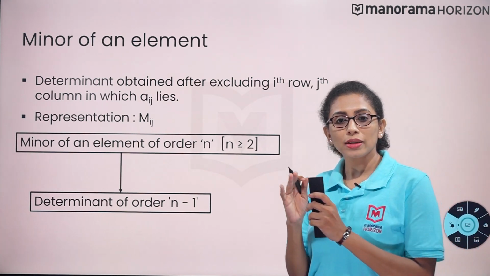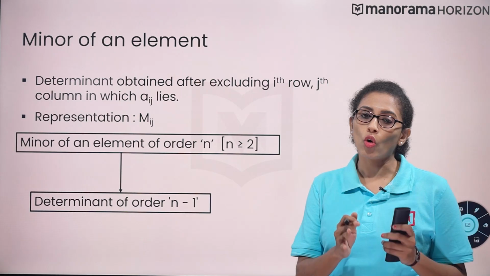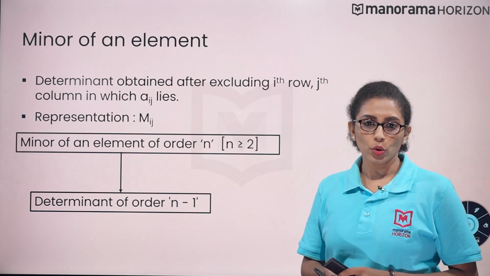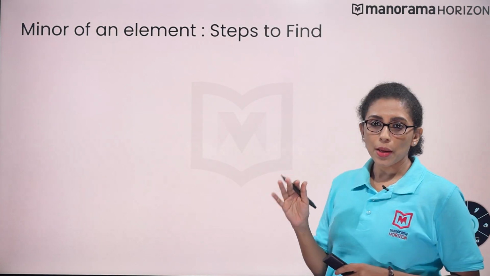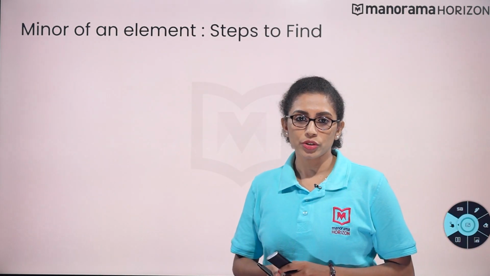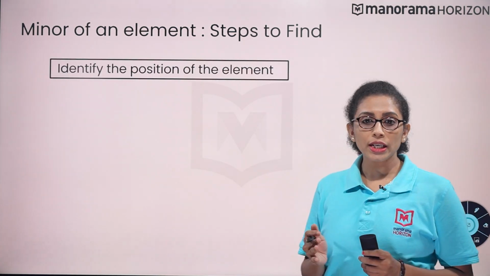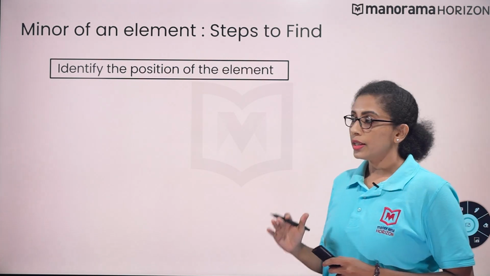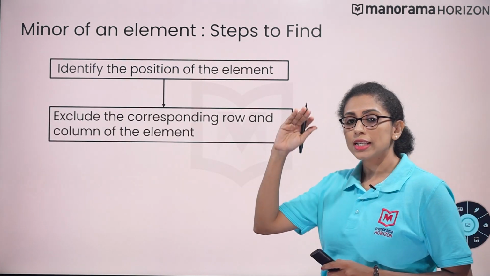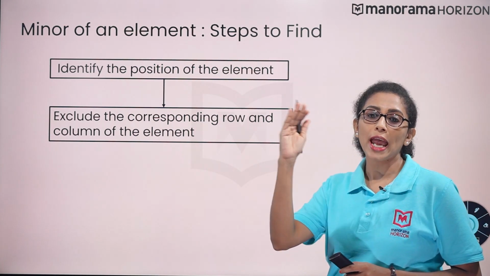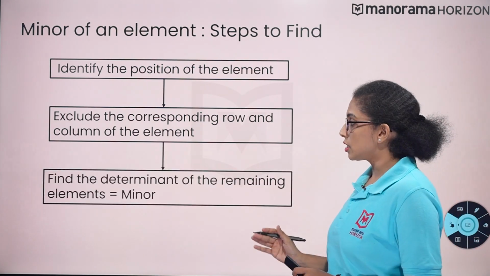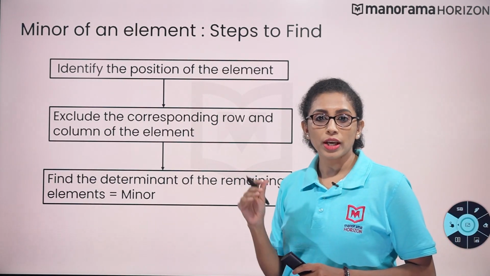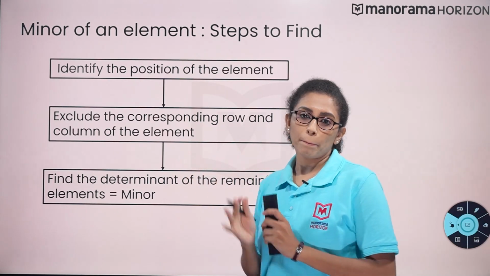That means for a 3 by 3 determinant, we get a minor of order 2 by 2. Also, the minor of a determinant is always a value. Now, here are the steps to find the minor of an element. First, we need to identify the position of the element whose minor is to be found out. Next step is to exclude the corresponding row and the column of the element where it lies. And the last step is to find the determinant of the remaining elements. So that will give you the minor.